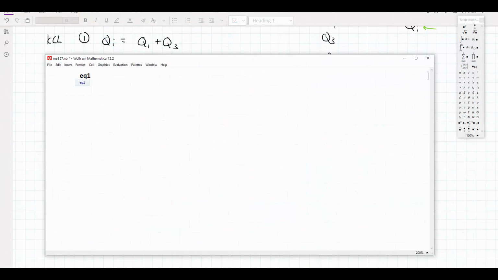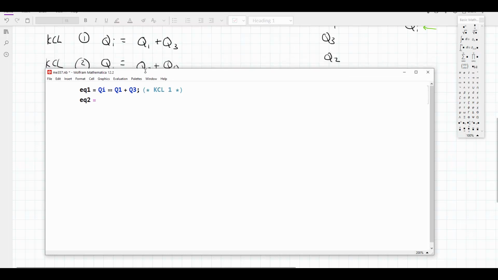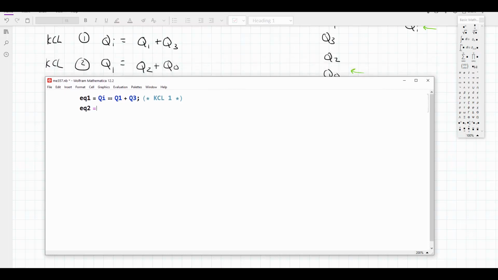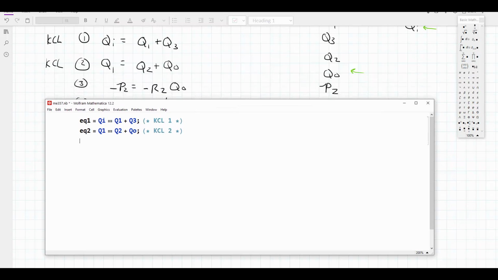Now I can put in my equations from the first KCL. I have Qi is Q1 plus Q3. And again, I like to note here, this is coming from KCL, I'll call it KCL1, since I do have 2 in this case. Second equation is going to be Q1 is Q2 plus QO. Again, coming from my second KCL. Third equation, negative P2 equals negative R2 QO.